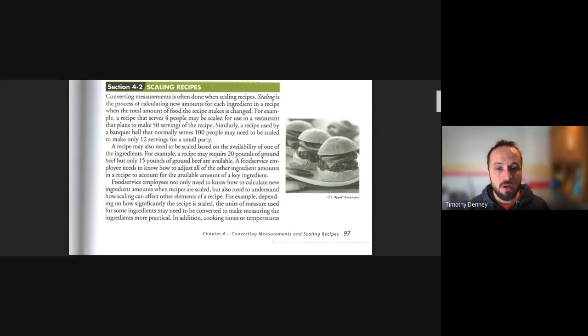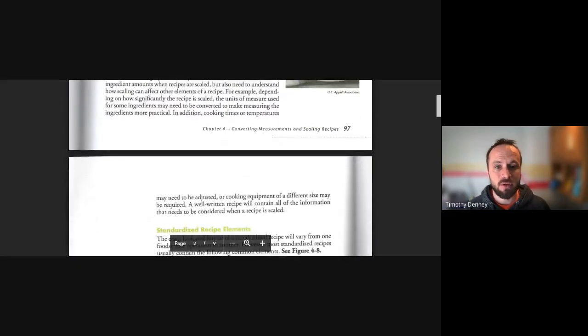In addition, cooking times or temperatures may need to be adjusted, or cooking equipment of a different size may be required. So that's another thing to consider when you're scaling recipes. A well-written recipe will contain all the information that needs to be considered when a recipe is scaled.